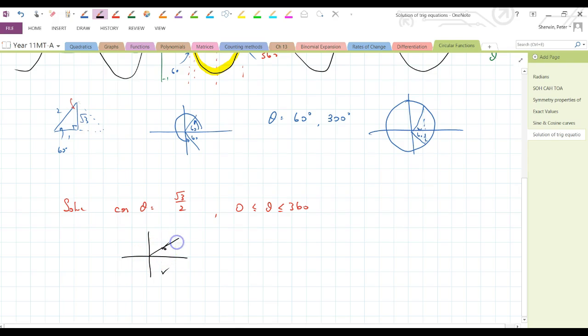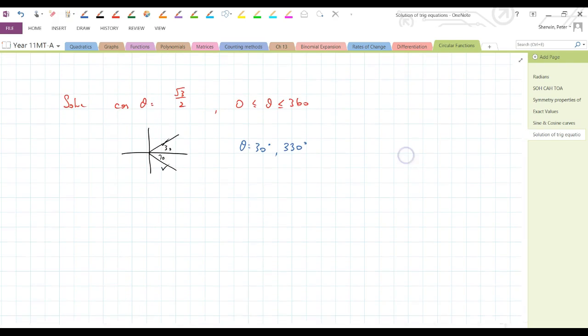So I'm after a 30-degree angle in this quadrant and a 30-degree angle in this quadrant, which leads me to the solutions theta equals 30 degrees and theta equals 360 minus 30 degrees, which is 330 degrees. That will give me the two solutions there.